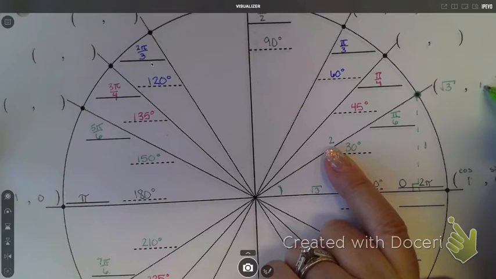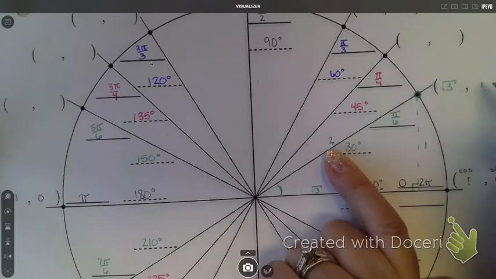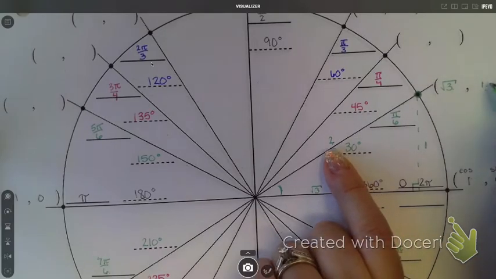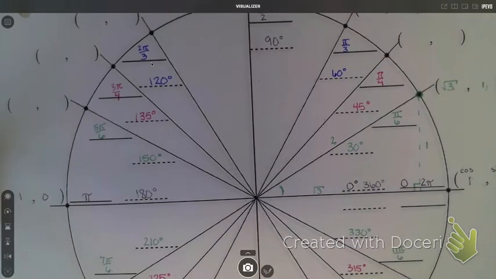You see that? The cosine is square root of 3 over 2. And for the cosecant, it would be 2. That is correct.